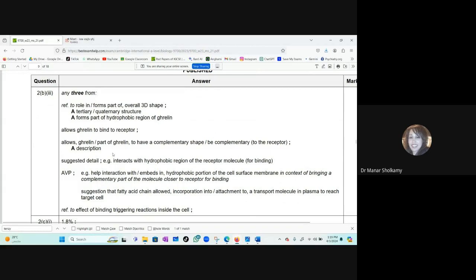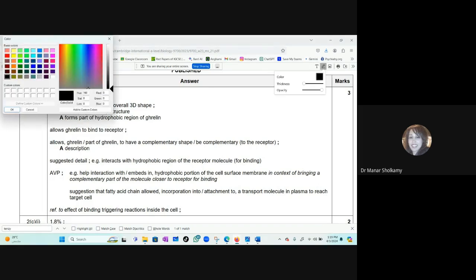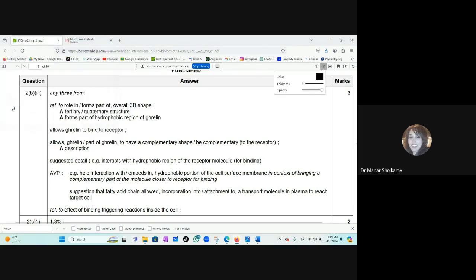Okay, so here, any three from: it will affect the 3D shape, tertiary or quaternary structure, it will form part of the hydrophobic region, allows it to bind to the receptor. We said this and we said that. It will allow ghrelin or part of the ghrelin to have a complementary shape. We said that. Okay, so just a detail, it will interact with the hydrophobic region of the receptor. We said it will bind, help in the interaction or embed in with the hydrophobic portion.